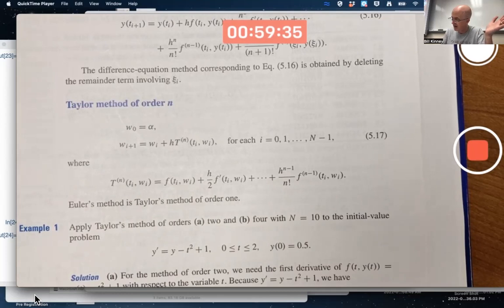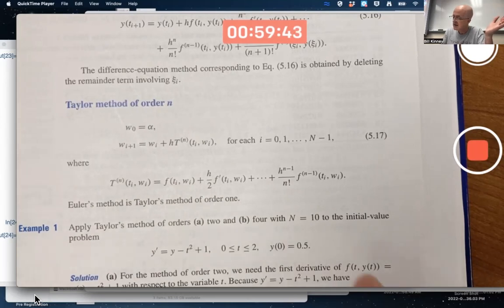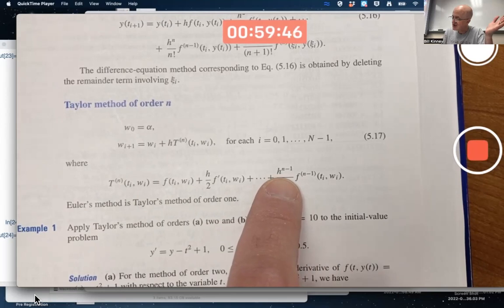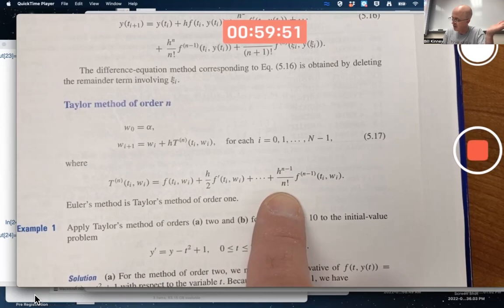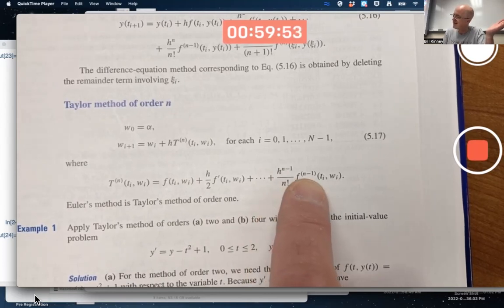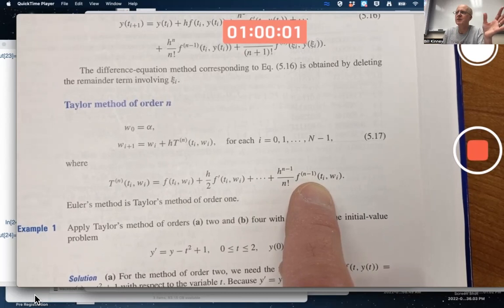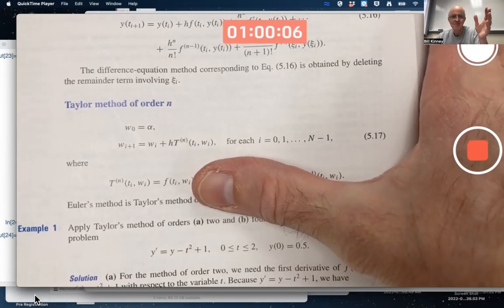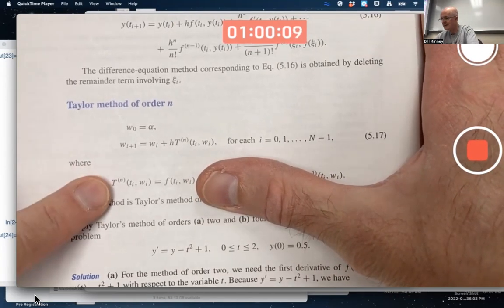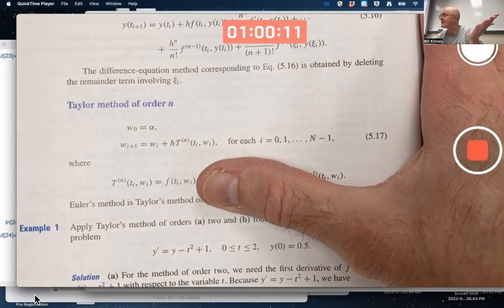If n were 1, as it is with Euler's method, that is a Taylor method of order 1. If n is 1, that h to the 1 minus 1 would be h to the 0, which is 1. This would be a 1 factorial down there, which is 1. And this would be f of 1 minus 1, f0. What is that? Is that a 0th derivative of f? Yeah, but a 0th derivative of a function is the function itself. And what that all means is it simplifies to just that. Replace the Tn with just that, and you get Euler's method.